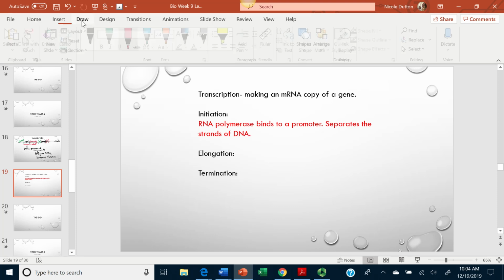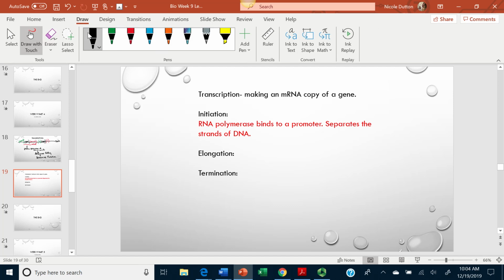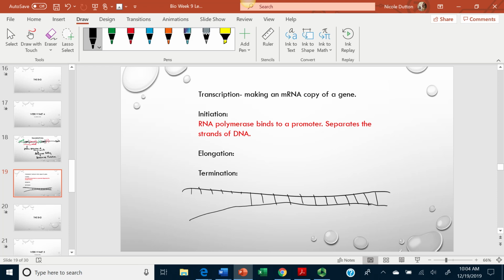So if we draw out the DNA here, we have our double-stranded DNA. RNA polymerase is going to open it up so that we can read the sequence of bases. And the thing about transcription and making a copy of the gene, we only need to copy one of the strands. We don't need to copy the other strand. So RNA polymerase kind of serves the role as helicase, but it also serves the role of DNA polymerase III. So not only can it open up the strand, but it can also start creating new DNA.